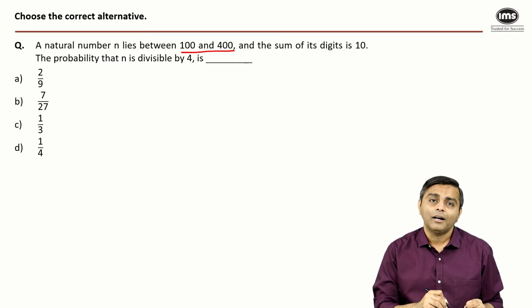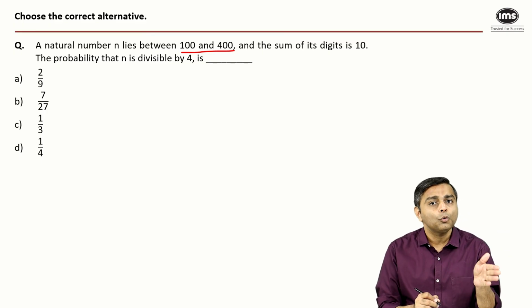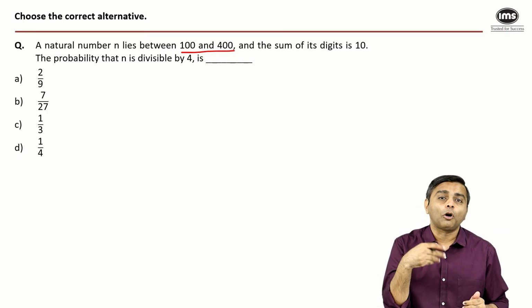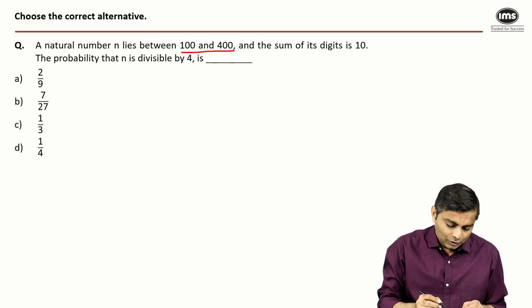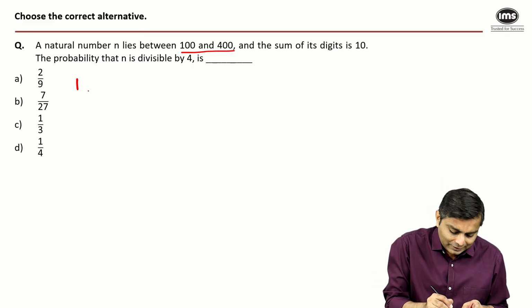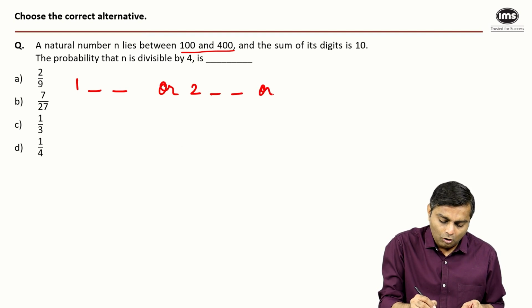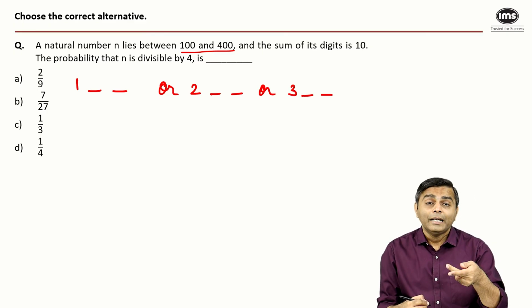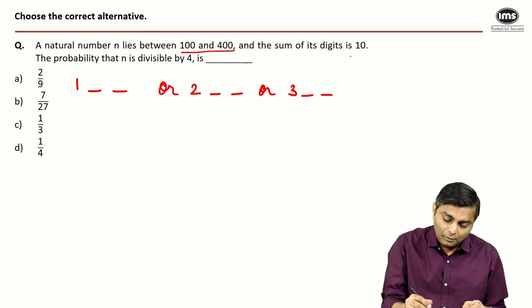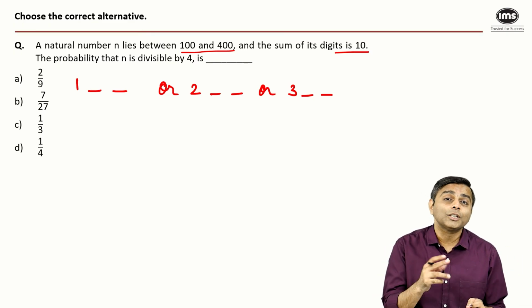Lying between 100 and 400. So the hundreds place will be 1, 2, 3. It's between 400, so not even 400. So the hundreds place can't be 400 or anything higher than that, correct? So I'm just going to quickly say one set of numbers are going to be like this, or like this, or like this. So now we will quickly list down the digits in a way that the sum of the digits is 10. So if the hundreds digit is 1, the other 2 digits need to add up to 9.